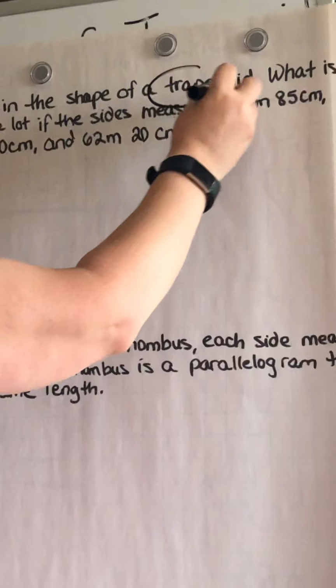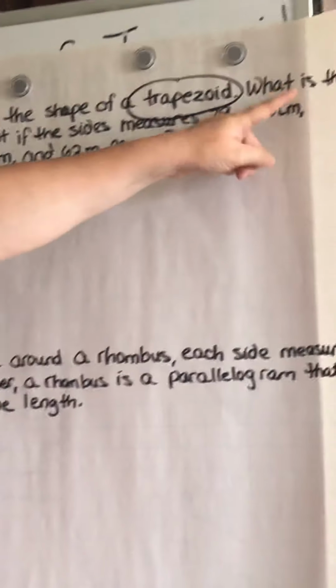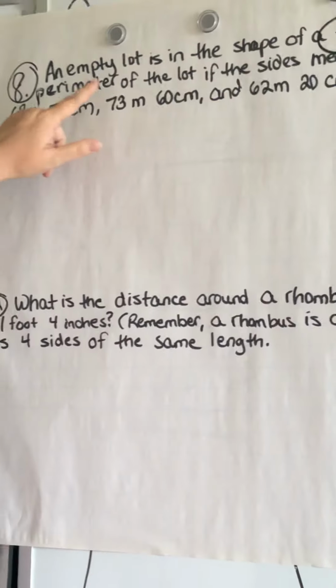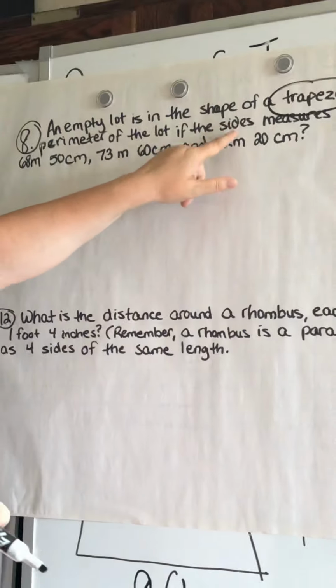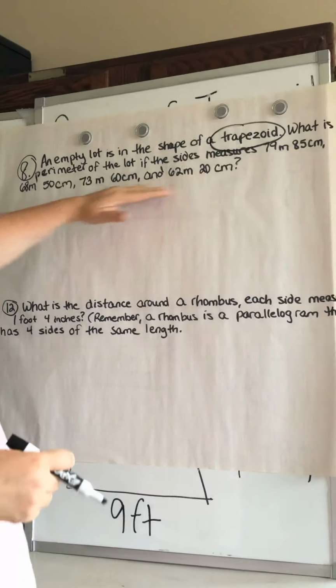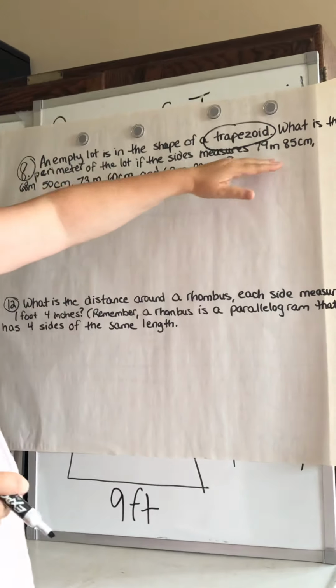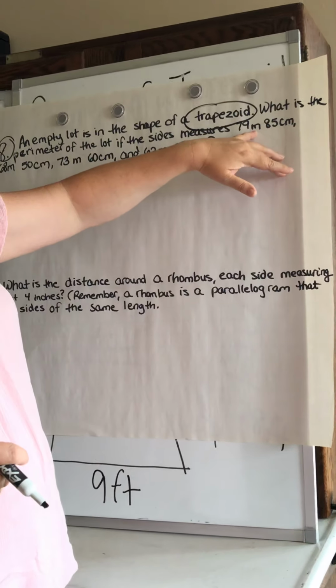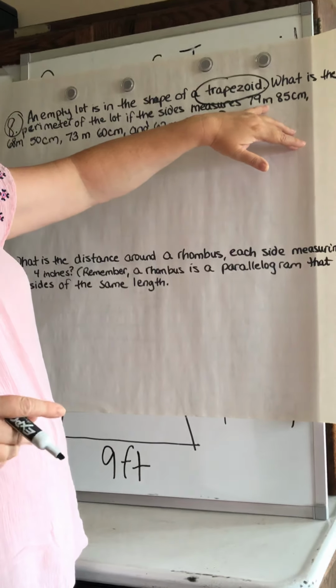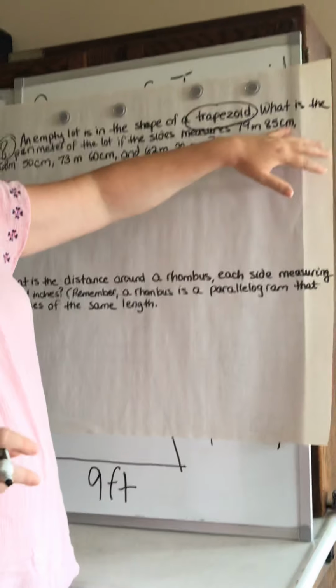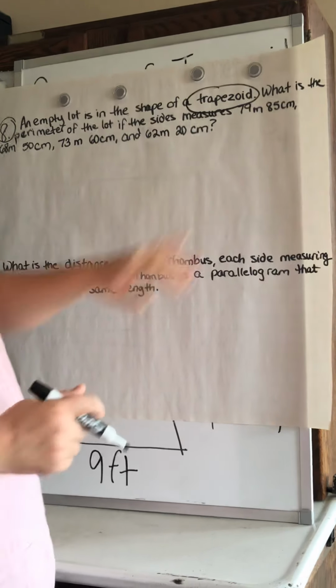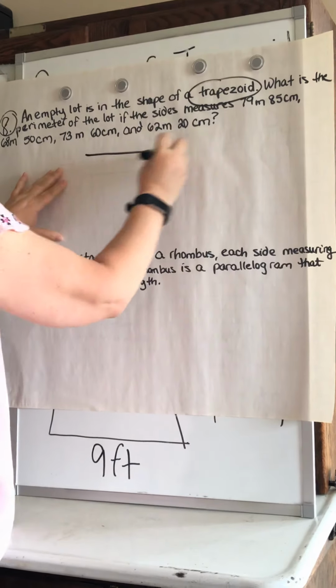You got your clue right there. What is the perimeter of the lot if the sides measure, and it lists all the sides. Now these are going to be in, what's a small m stand for? Should be meter, and cm stands for centimeter. So I'm going to go ahead and draw that trapezoid.